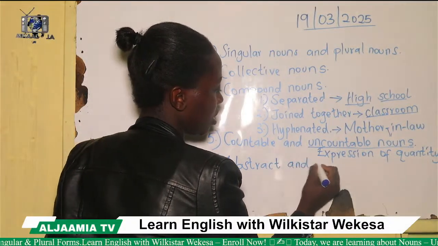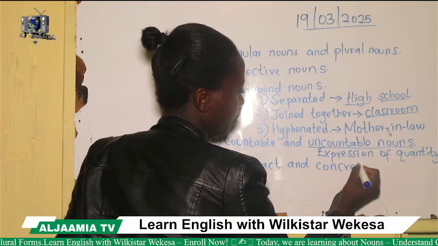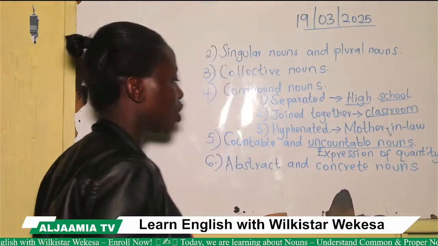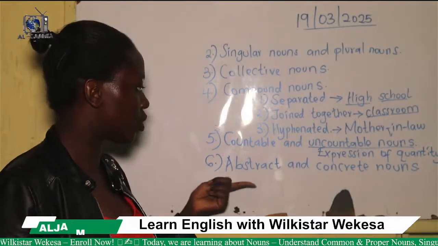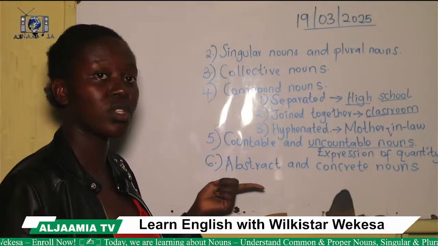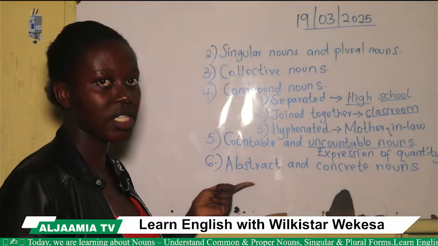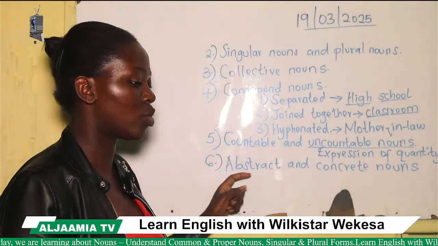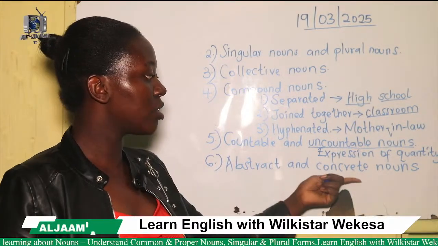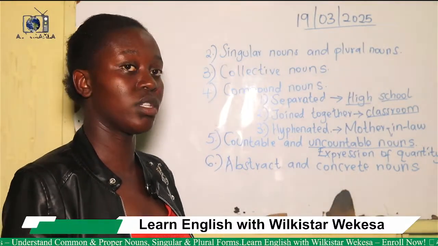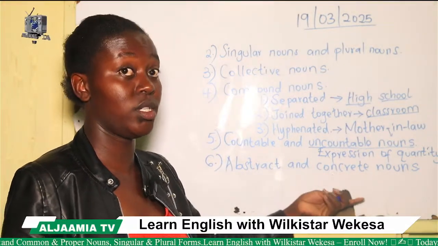So lastly, we have abstract and concrete nouns. Under the abstract nouns, you cannot count them, you cannot see them, you cannot touch them, you cannot feel them. For example, these are just feelings and emotions. They are under the abstract nouns. But for the concrete nouns, this is the opposite. Concrete nouns are nouns that you can see, you can touch, you can feel, you can taste.